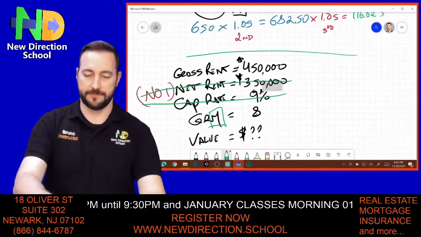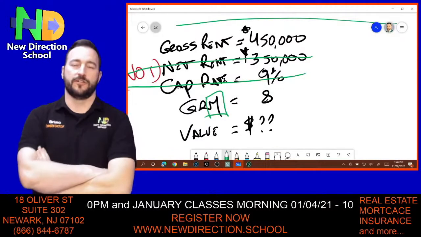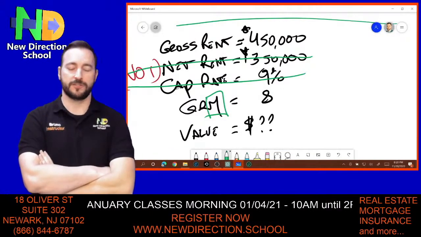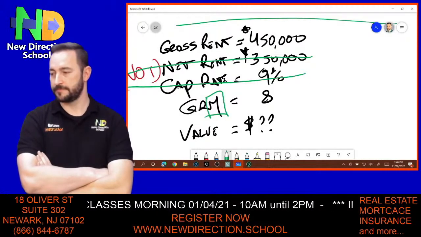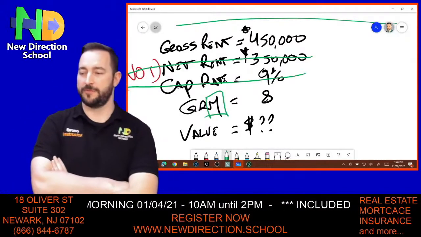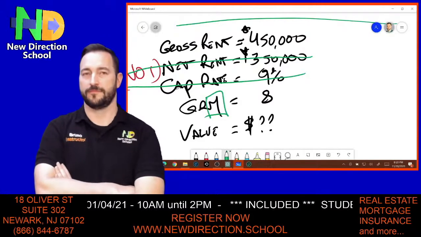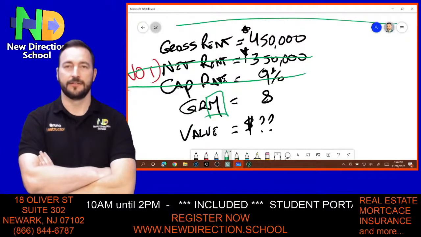Let me zoom in. Our numbers, 450,000. GRM is 8. Using the GRM formula, how much is this property worth? This question. All right, for the 5 people watching on YouTube, and for you Zoomers here, go ahead, give me the answer.